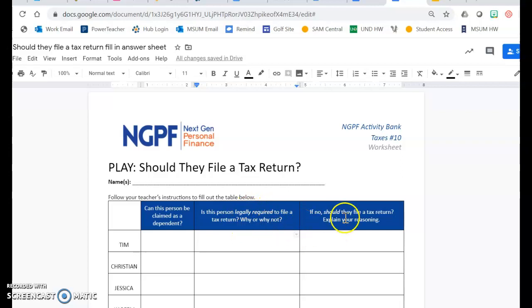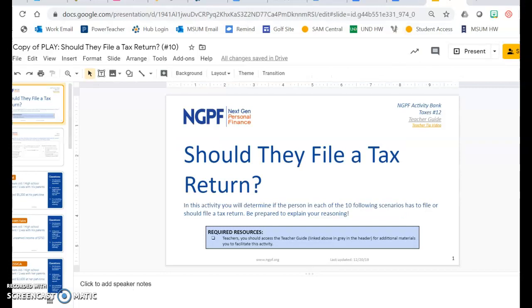And then for this part, if no, should they file a tax return? Explain your reasoning. Again, I'd ask for complete sentences, especially since this is our only assignment for this week. I ask that we put forth more effort than maybe usual on an activity like this. This activity is going to be worth 20 points instead of just 10 because there's a little bit more work to do. So if we look at the slide, maybe we'll do the first one together.